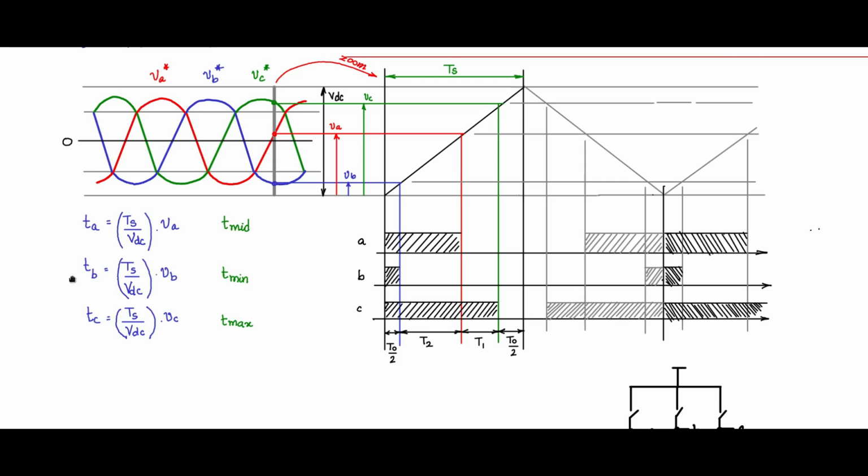So when I directly use this equation, TA is equal to TS by VDC into VA, TB is TS by VDC into VB, TC is TS by VDC into VC. TS is positive, VDC is positive. VA can be positive under some conditions, can be negative under some conditions. So you may get values of TA which are both positive and negative, and in the time domain having a negative time value doesn't make much sense. So we need to make a shift, and we know the reason in the sense that we have taken the center point as the 0.